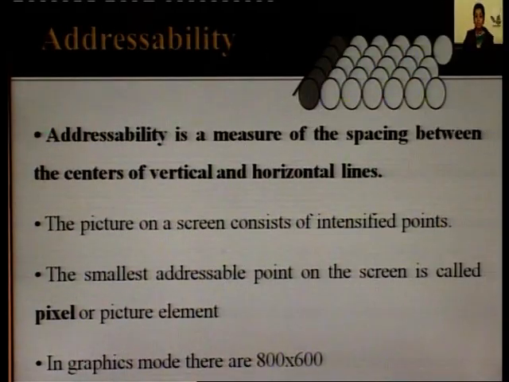Now the next property is addressability. Addressability is the measure of the spacing between the centers of the vertical and horizontal lines. The picture on a screen consists of intensified points. The smallest addressable point on the screen is called a pixel, or picture element. In graphics mode, there are 800 by 600 addressability modes.